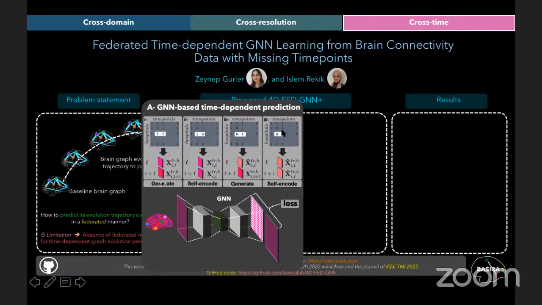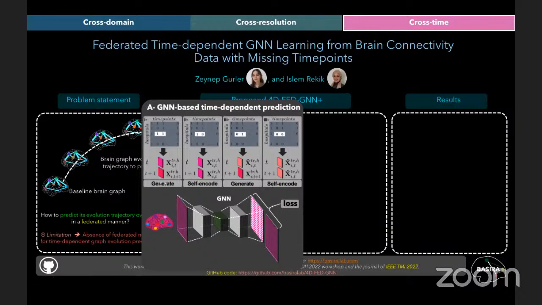For example, in the worst case scenario where we're training this GNN model for this hospital on this data, it will act as a self-generator, which means it's almost an identity map. It's going to map the original time point over and over again until it gets a new observation, okay? For the scenarios where we have an existing time point and a missing one, it will act as a generator. Whenever the next time point is missing, it will self-encode. If the next time point exists, it will generate. So that's the idea, okay?